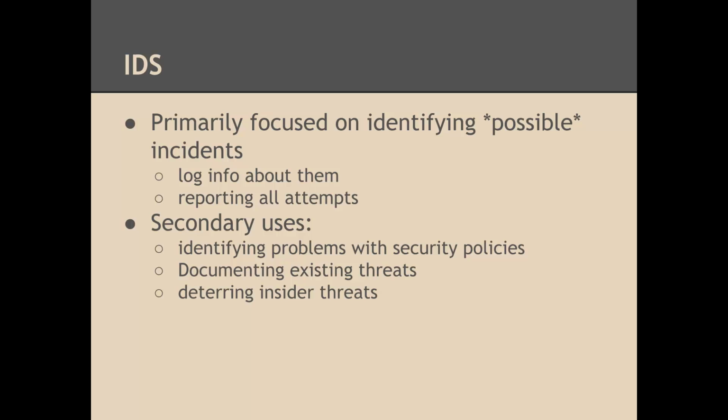As a secondary use, IDSs are very commonly used to detect whether systems are misconfigured. Out of the box, most IDS systems are configured to detect common misconfigurations of routers, of web applications, etc. As well, IDSs provide automated documentation of existing threats and existing attacks on the network.